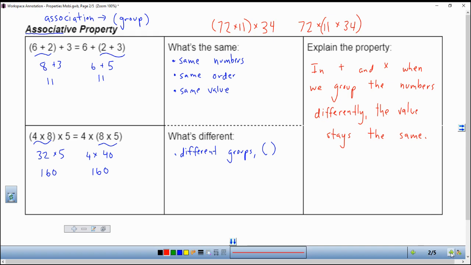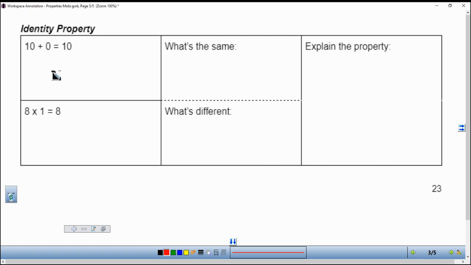All right, the last one's a little different. It's called the identity property. This one's a little easier to see. What we do here is identity. Well, identity, I think of like when you look in the mirror, you see your identity, your identical self. So when I think of identity, I think of yourself, who you are. And so you can see in these two equations, what we start with and what we end with is the same. 8 and 8. Okay, so what's the same?